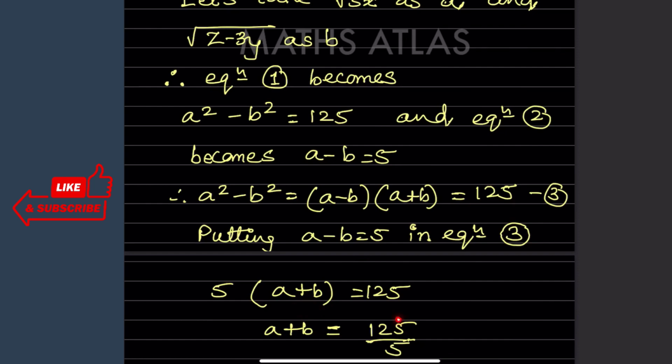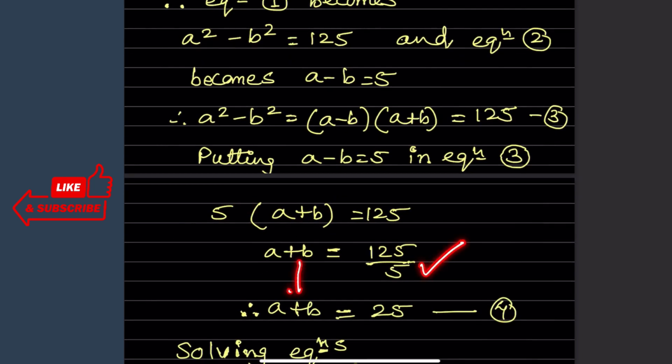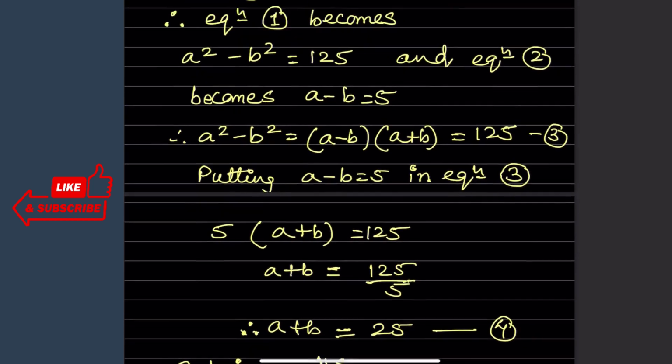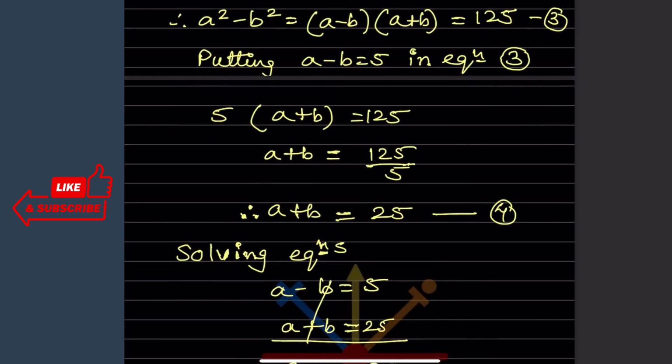That is 125 and this is multiplication. So this is going to get divided. So this a plus b is 125 divided, this will be 25. So this is equation number 4. So now what are we going to do? We want, what did they ask for? They asked for the value of this. So what will we do here?